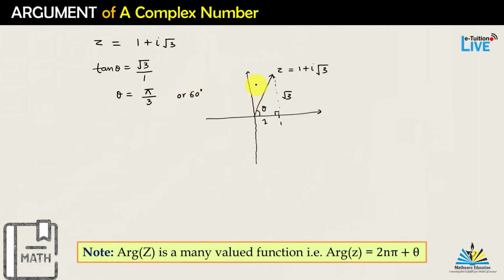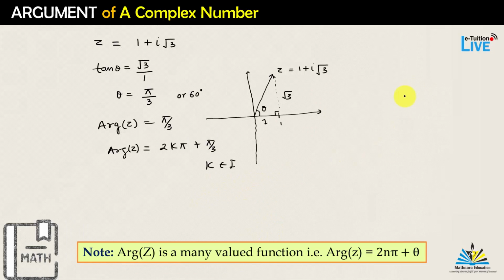So you can say that this complex number z is making 60 degrees with the positive real axis, or in other words argument of z is equal to pi by 3, or in general 2k pi plus pi by 3 where k belongs to integers. That is the argument of z. So this is the very simple way to find the argument of any complex number.